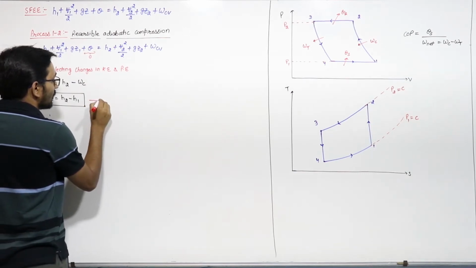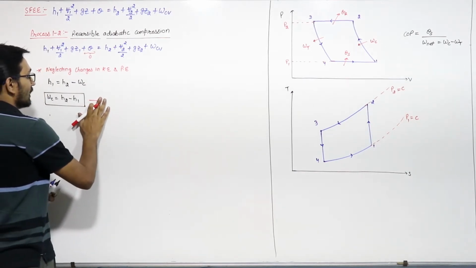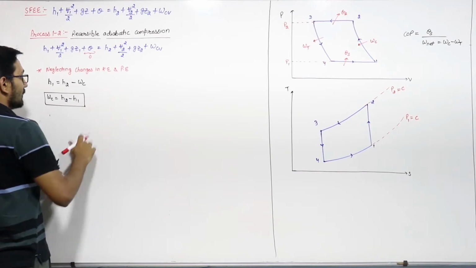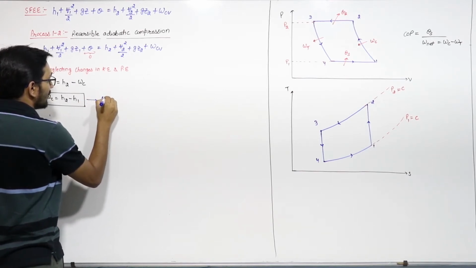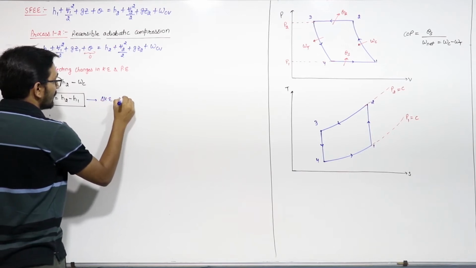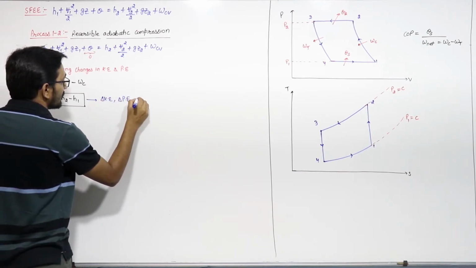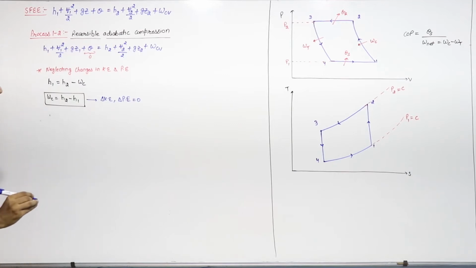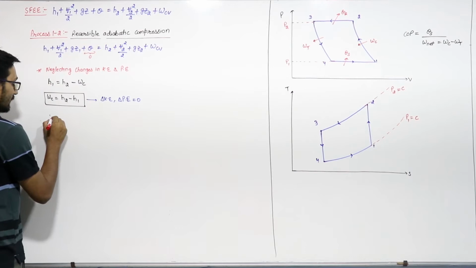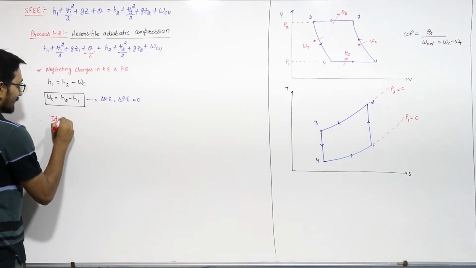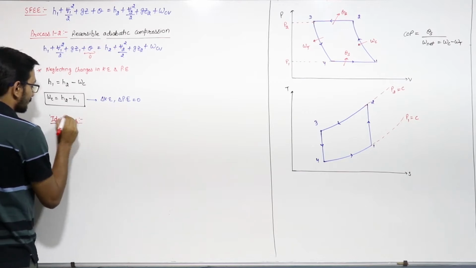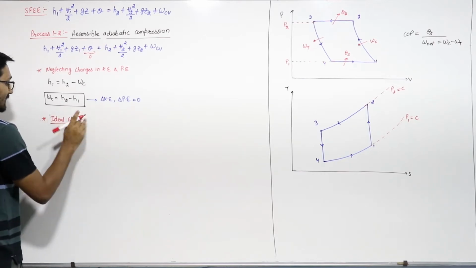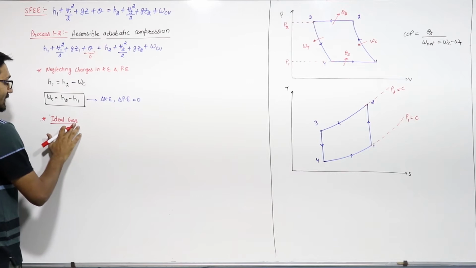To apply this equation, the assumption, if I write it with the blue pen, is only that changes in kinetic energy and changes in potential energy are 0. This is the only assumption of using this. Now, if we have an ideal gas, the second assumption I am taking is ideal gas.